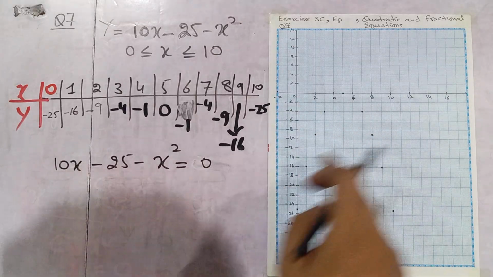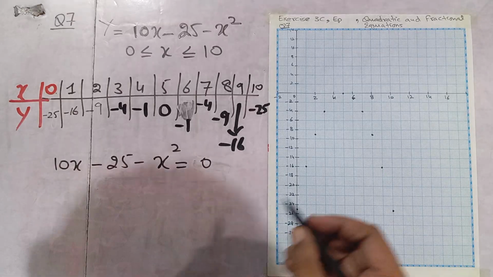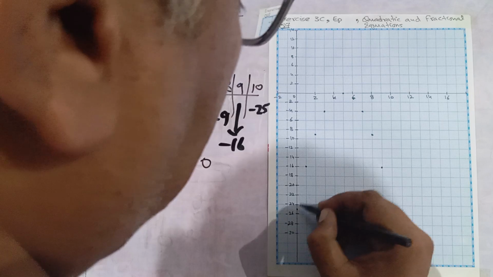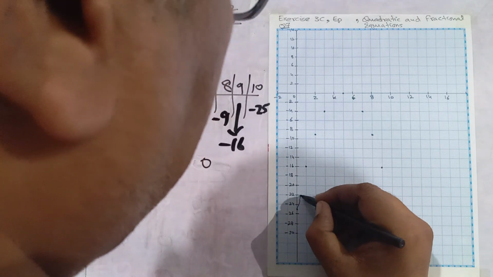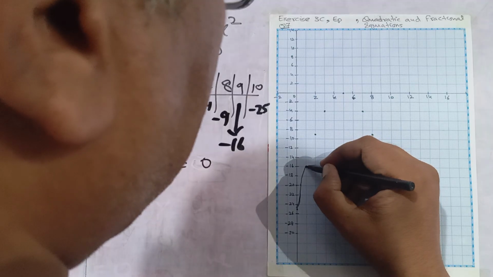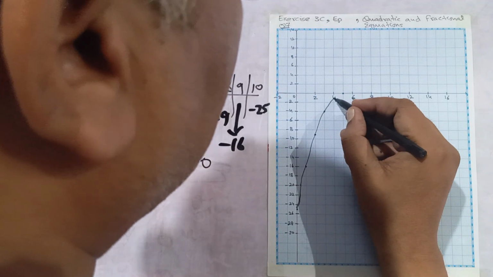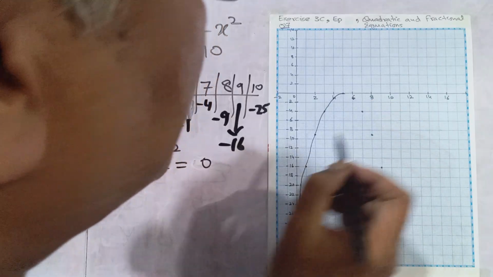So they are exactly on the same level. So it's a good curve. Easy peasy. You can join these points with each other and you will get a very good, excellent symmetrical shape. This shape is called a parabola.